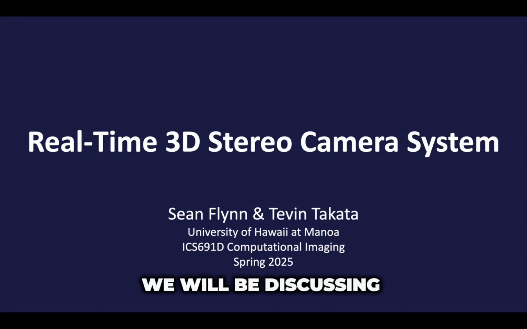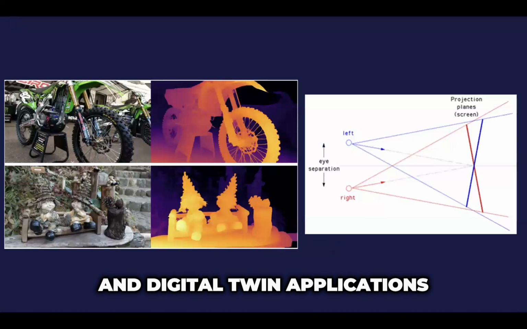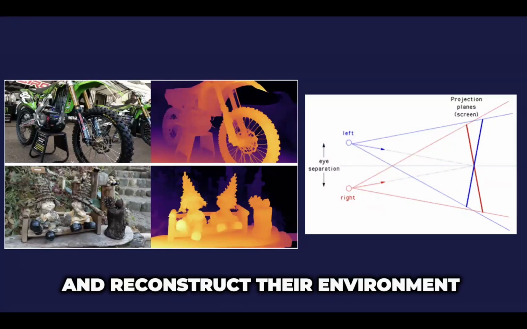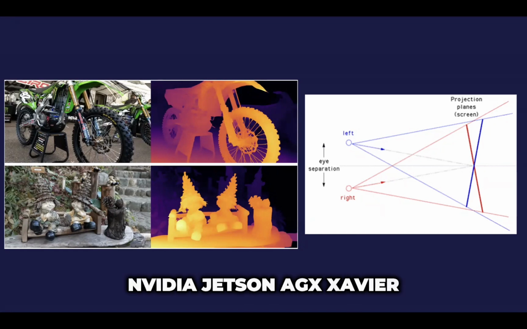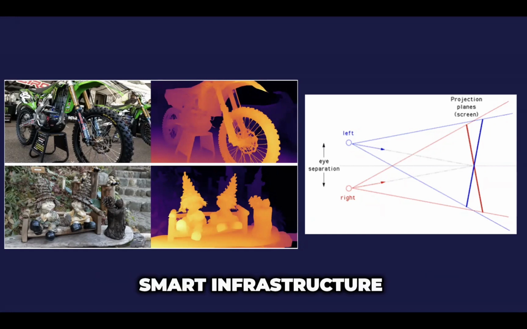We will be discussing our real-time 3D stereo camera system. Creating real-time 3D perception systems is a challenge in computer vision and digital twin applications. Stereo vision systems allow machines to perceive depth and reconstruct their environment in 3D. The end goal of this project is to build a real-time stereo camera system powered by the NVIDIA Jetson AGX Xavier. This kind of system can be used in autonomous robots, AR/VR, smart infrastructure, and digital twin pipelines.